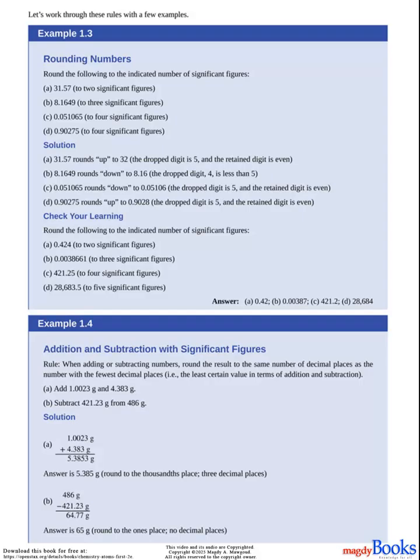Solution. A. 1.0023 gram plus 4.383 gram equals 5.3853 gram. Answer is 5.385 gram, round to the thousandths place, 3 decimal places. B. 486 gram minus 421.23 gram equals 64.77 gram. Answer is 65 gram, round to the ones place, no decimal places.